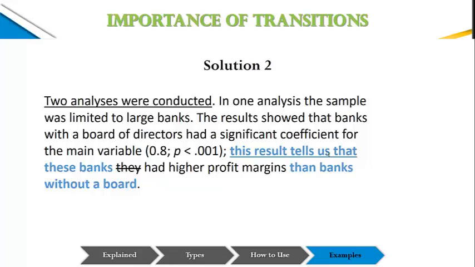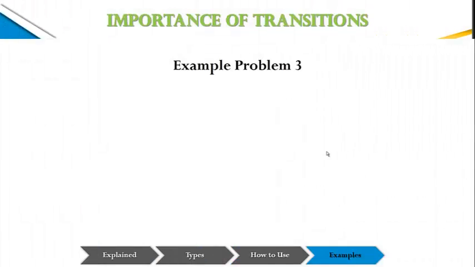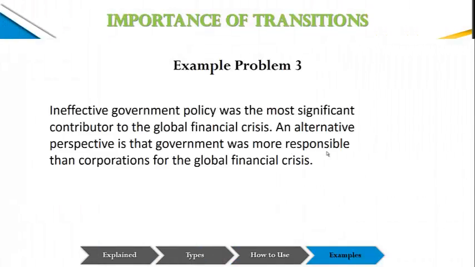Here we could add something like, this result tells us that these banks had higher profit margins than banks without a board. I would say that the phrase these banks wouldn't be so clear if it was by itself, but because the rest of the sentence clarifies the comparison group, then it is clear. And it's much better than this pronoun they, because that actually wasn't clear which one it referred to. So again, this is just some clarity in the example.